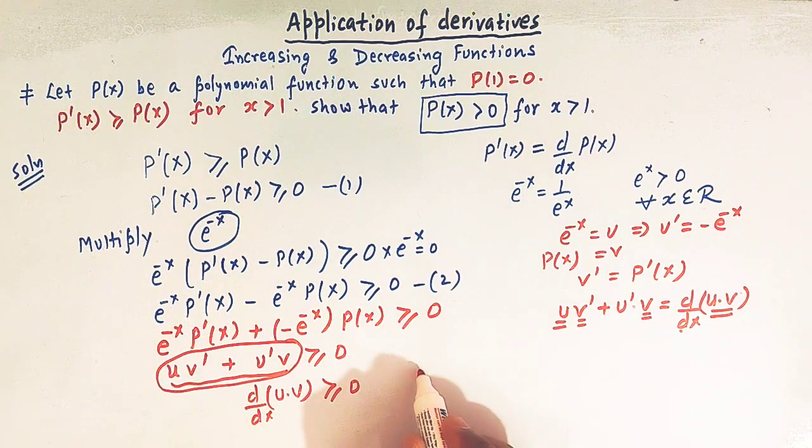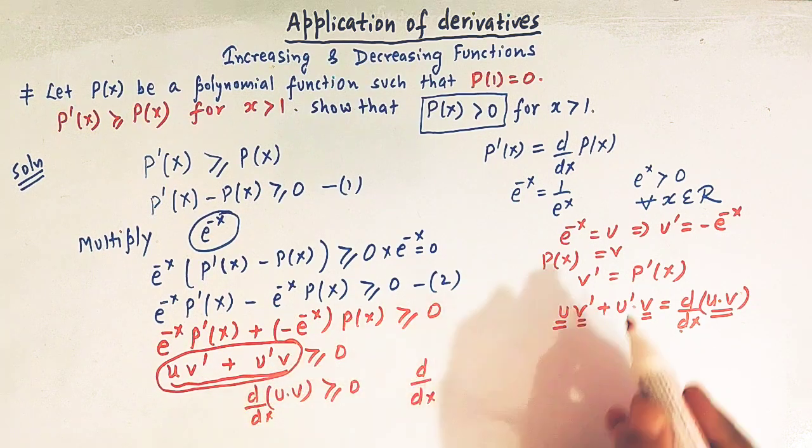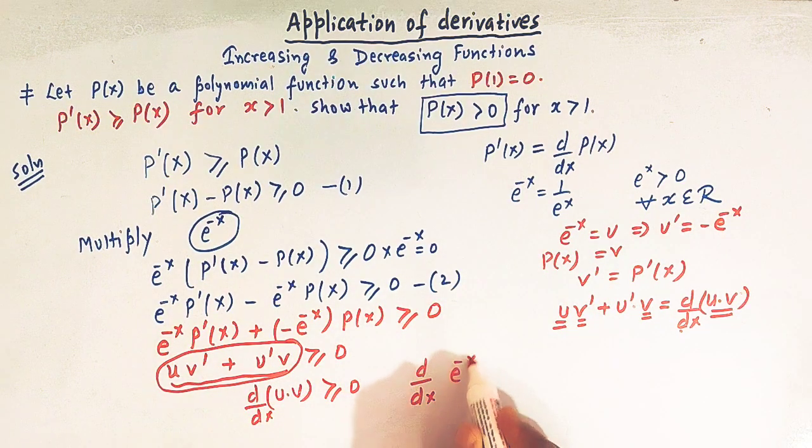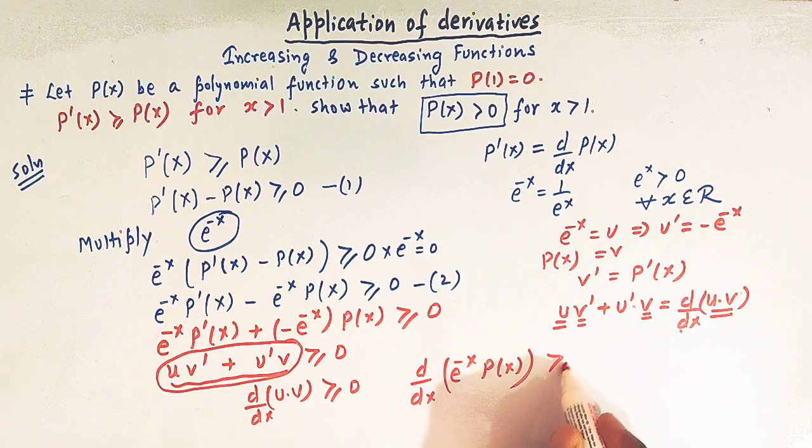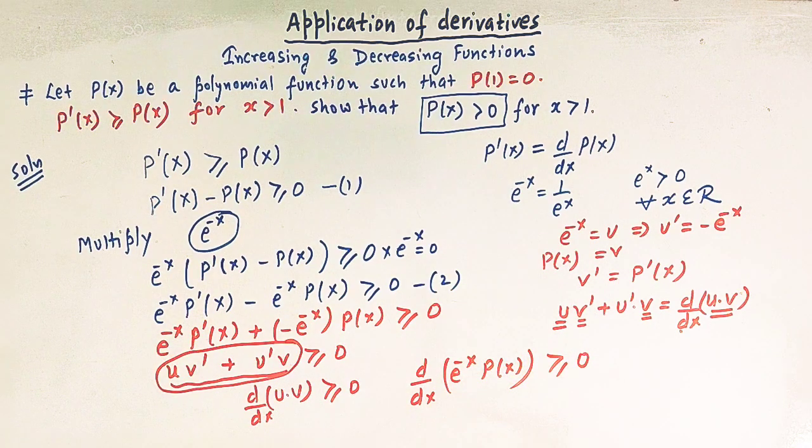So here we can now write this inequality as d by dx of u times v, where u is e raised to minus x and v is p of x, and that is greater than or equal to 0, right? So now we have this important inequality.